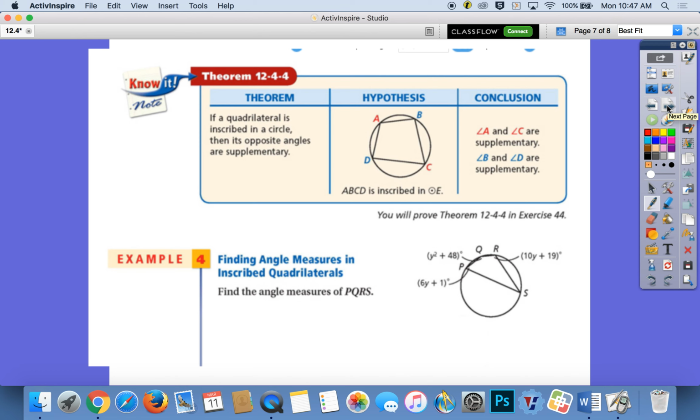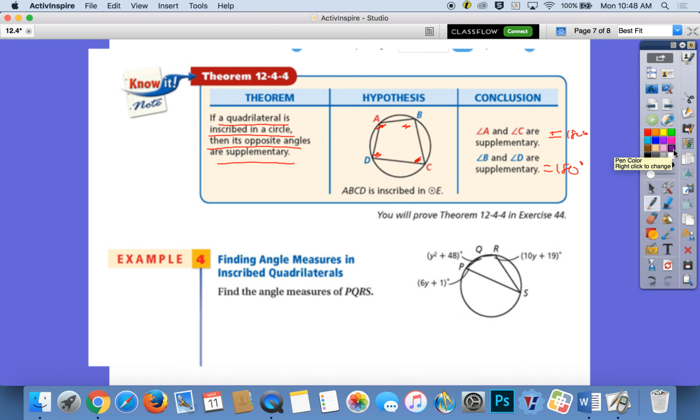All right, last chunk. Now we're dealing with quadrilaterals. If a quadrilateral is inscribed in a circle, meaning the vertices are all on the circle, its opposite angles are supplementary. That means angle A and angle C are going to add up to 180 degrees, and angle D and angle B are also going to add up to 180 degrees. We'll use this property. We want to find the angle measures of our quadrilateral PQRS.